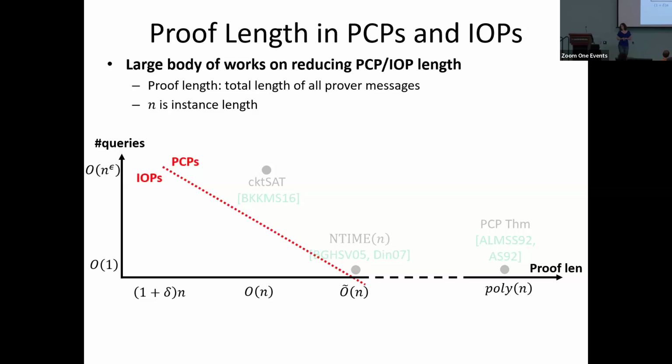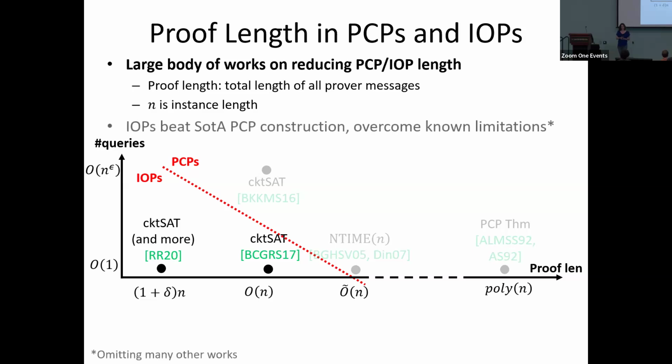For IOPs, the situation is better. So we actually have IOPs that have linear length and can be verified with a constant number of queries. Actually, we even have IOPs whose length approaches the instance length or even the witness length. So this means the length is 1 plus delta, for an arbitrarily small constant delta, times instance or even witness length. So IOPs improve over their PCP counterparts in terms of these parameters.